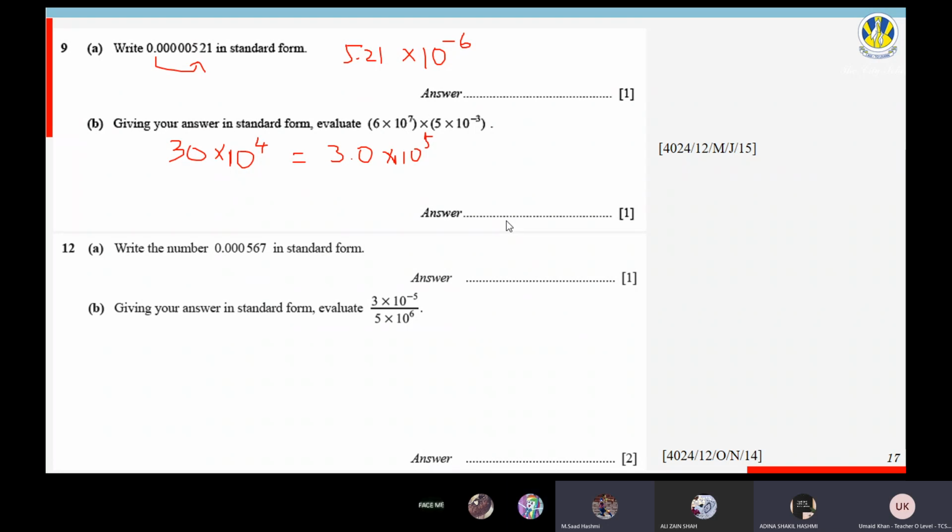Sir, I didn't understand how you solved 10 to the power 4. It will be 10 raised to power 7 multiplied by 10 raised to power minus 3. So the answer will be 10 raised to the power, 7 is positive and 3 is negative, so it will be 7 minus 3 and you will get 10 raised to power 4. Actually you are still adding the powers, but because the second power is negative, you will be subtracting as a result. So it will be 10 raised to power 4.